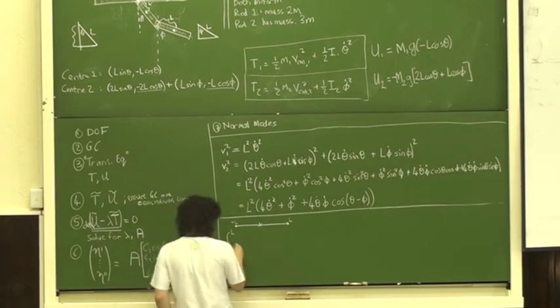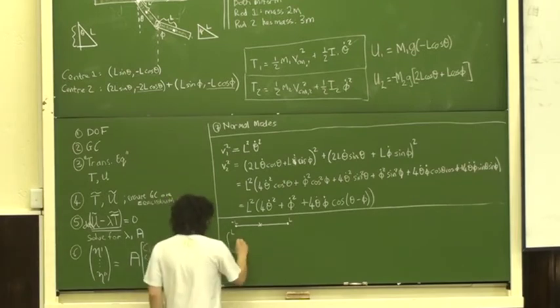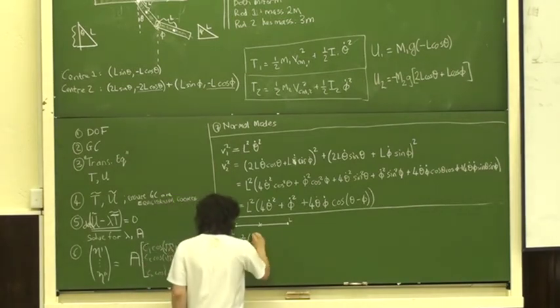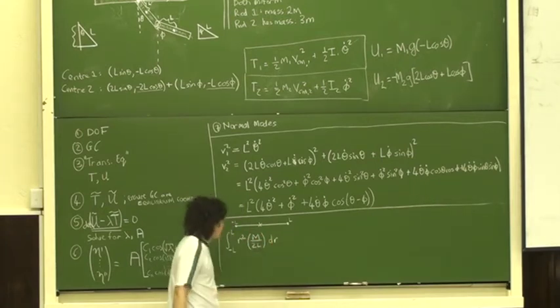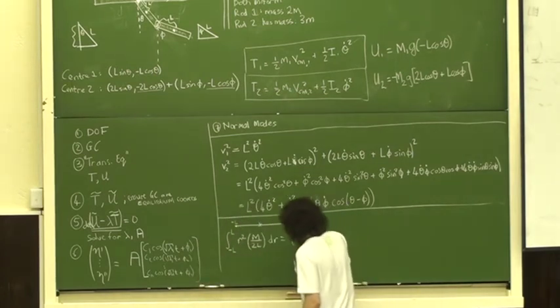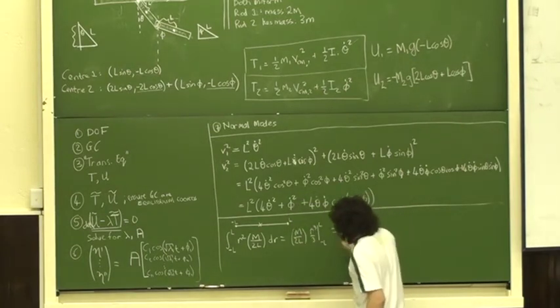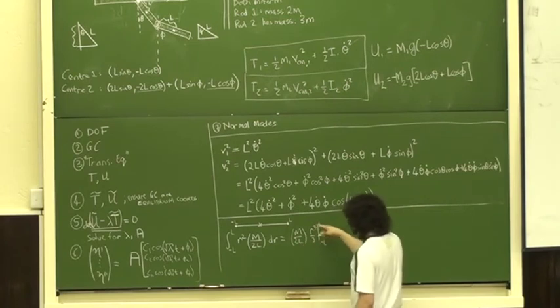We're going to integrate r squared dm, which just becomes r squared times the density rho, which in this case is the mass over the length. So we just get m over 2L times r cubed over 3. The value between minus L and L becomes 2L cubed over 3, and we get an answer of 2L cubed over 3 divided by 2L, the 2 cancels, 1 over 3 mL squared.